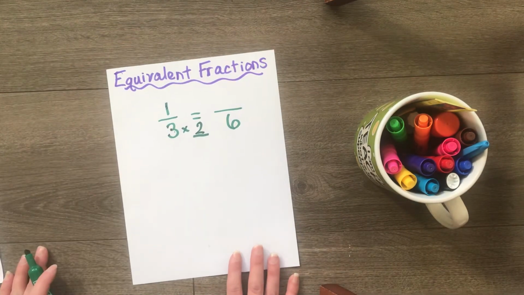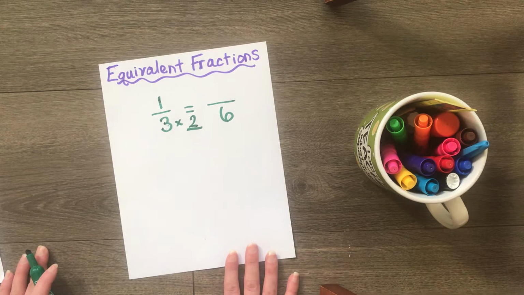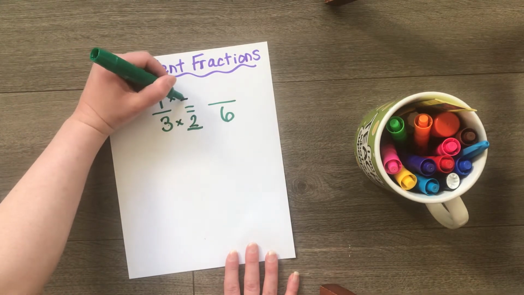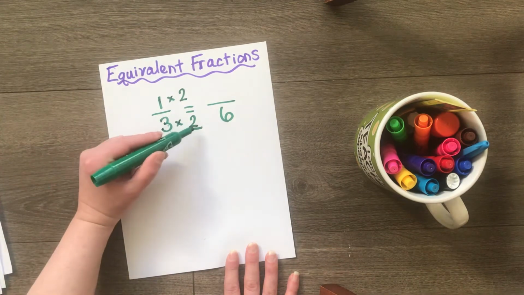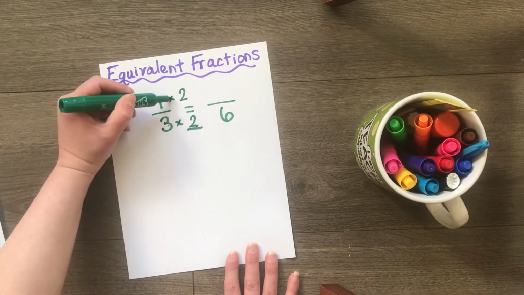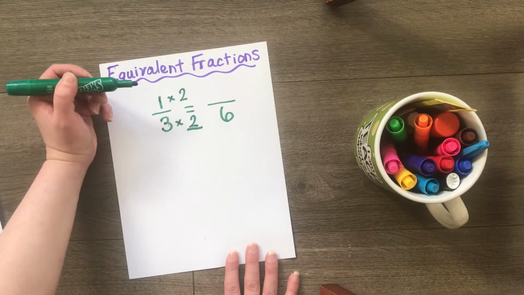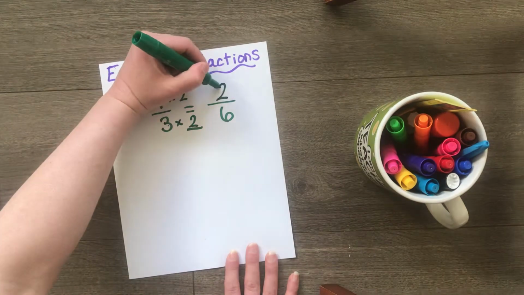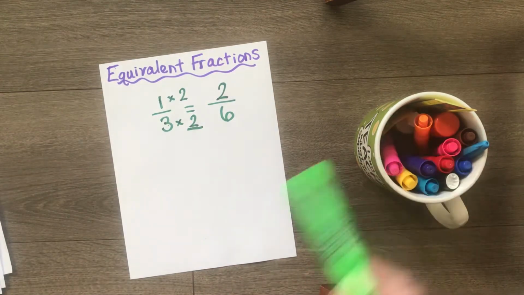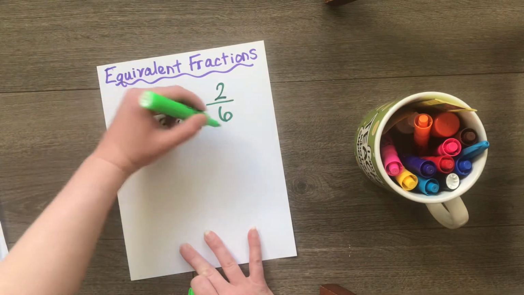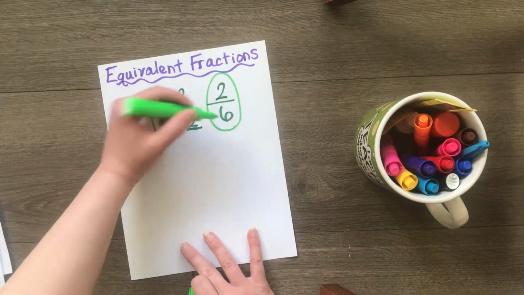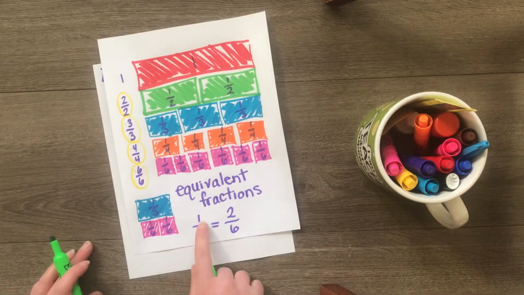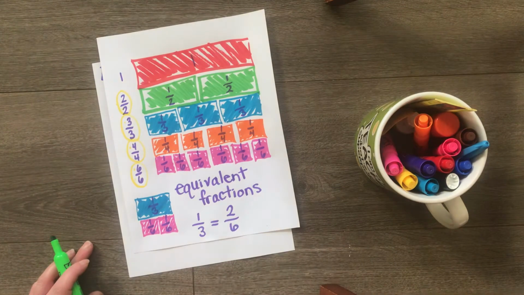Now, here's where my crazy little rhyme comes in. In fractions, you don't ever stop. What you do to the bottom, you gotta do to the top. So I multiplied the bottom times 2. Now I'm going to multiply the top times 2 to find my equivalent fraction. 1 times 2, oh, that's easy, is 2/6. And look at that. Just like that, we found a trick. 1/3 equals 2/6. Just like over here, 1/3 is equal to 2/6.